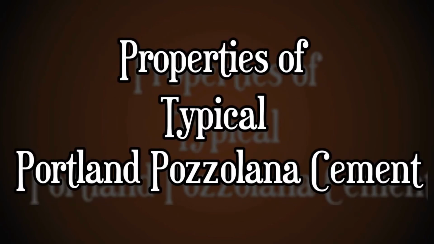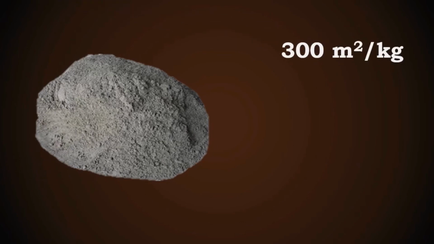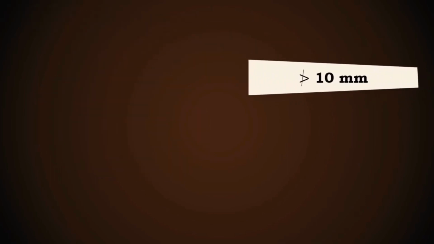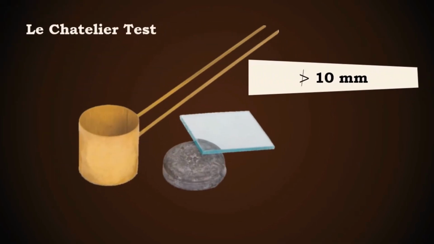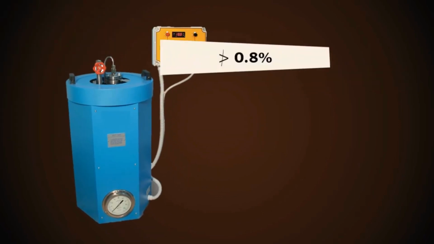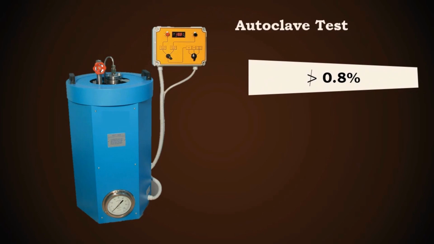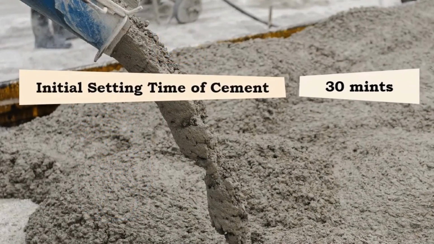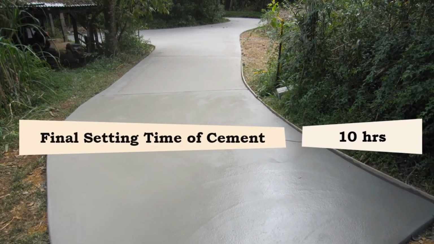Properties of typical Portland Pozzolana cement. The fineness in terms of the specific surface should not be less than 300 meters square per kilogram. The cement should not have expansion more than 10 mm for the Le Chatelier test and 0.8% for the autoclave test. The initial setting time of the cement is 30 minutes. The final setting time of this cement is 10 hours.